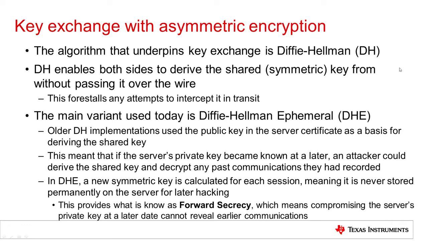Asymmetric encryption provides a way to exchange the shared key safely. The main algorithm that is used in key exchange today is Diffie-Hellman, which is abbreviated to DH. Diffie-Hellman enables both sides to derive the shared symmetric key without actually passing it over the wire. This has the advantage of forestalling any attempt to intercept it in transit. The main variant used today, and the one that will be emphasized going forward in TLS 1.3, is Diffie-Hellman ephemeral.